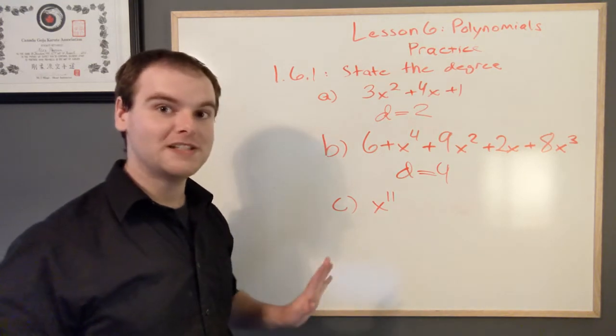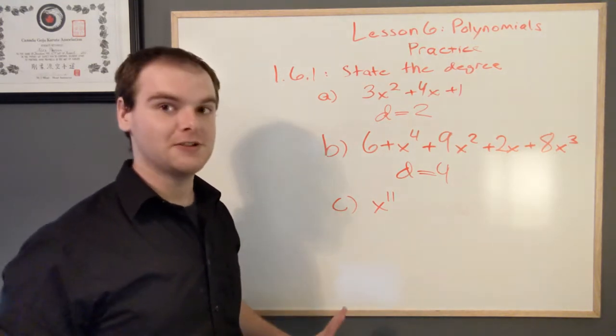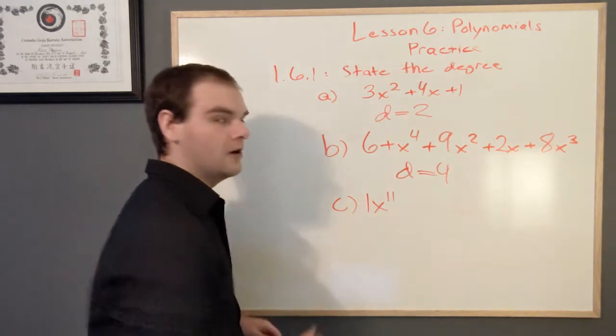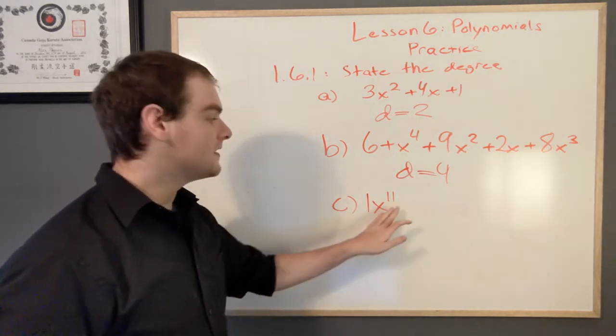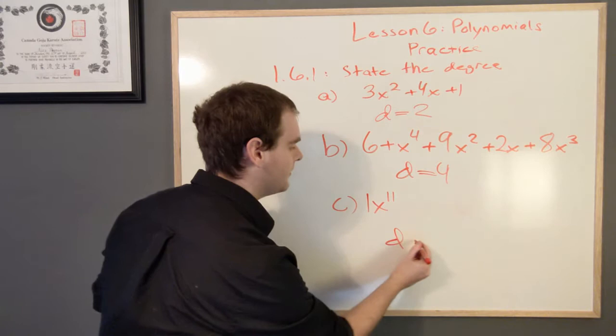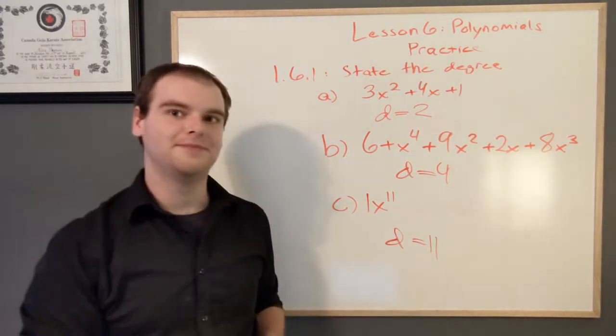In this last one, really simple, there's only one term. It is a non-zero coefficient, because remember, that's a 1 being multiplied there. So this is an x to the 11, so the degree here is 11.